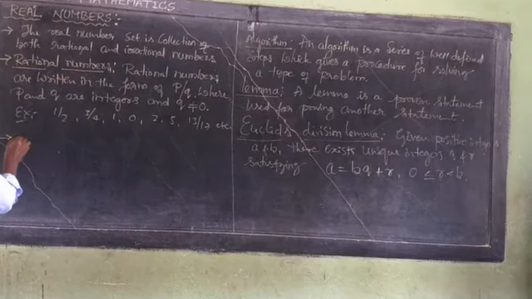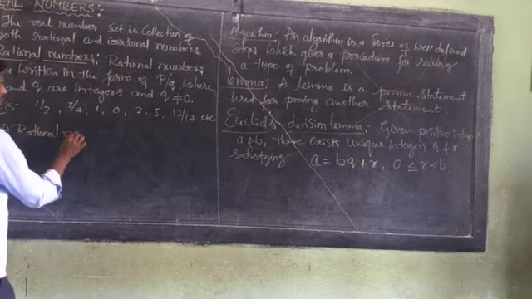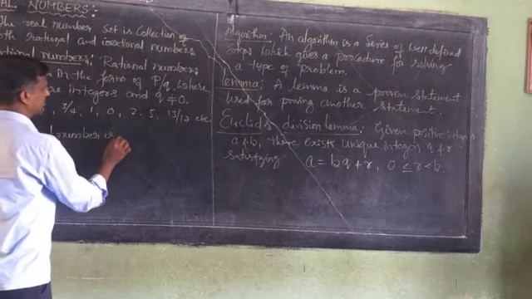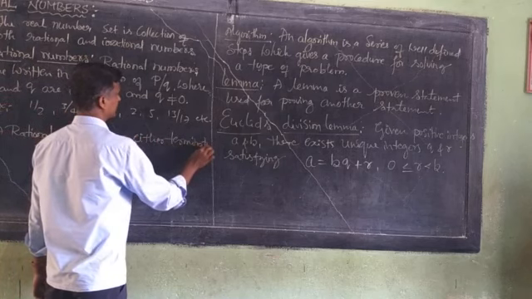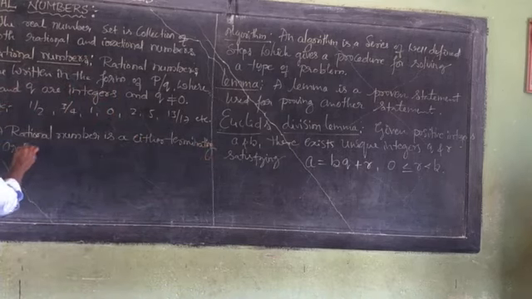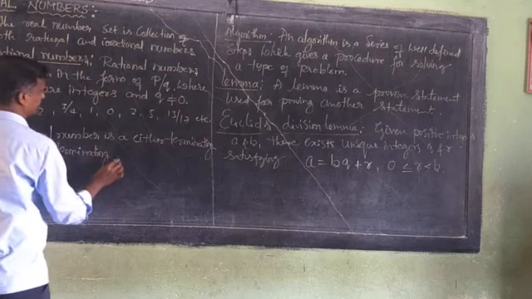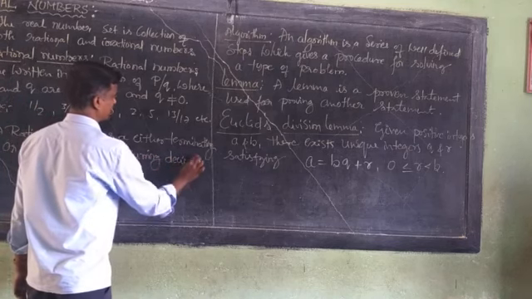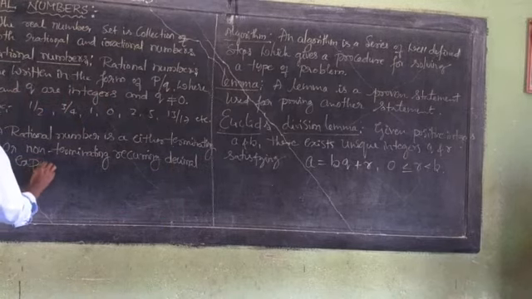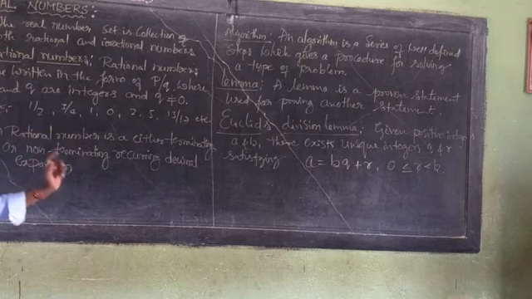A rational number is either a terminating or non-terminating recurring decimal expansion.